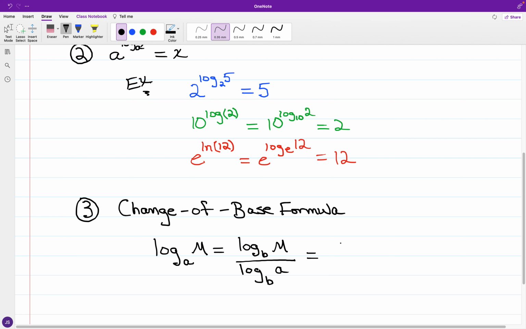For your calculator, for that base b logarithm, you could use the natural logarithm, so we can write this ratio as the natural logarithm of m over the natural logarithm of a. Also, if you do not go with ln, you could go with log. We have the base 10 logarithm of m all over the base 10 logarithm of a.